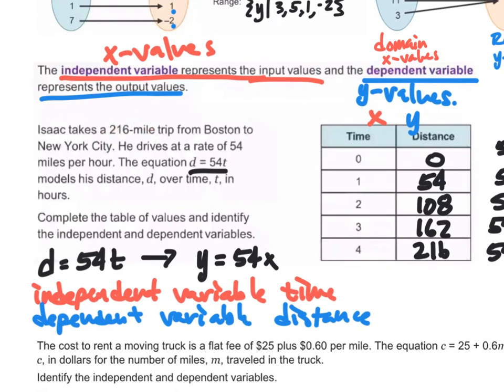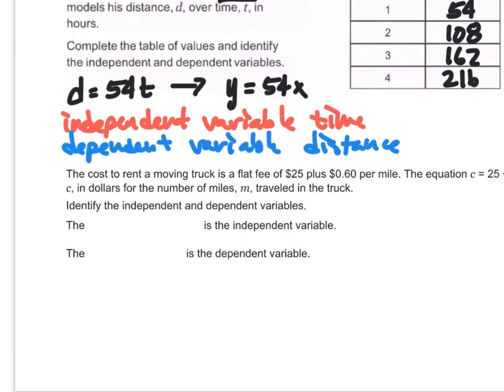$260-mile trip. We traveled 216 miles in 4 hours. Okay? So this is a standard function. Okay? All right, let's take a look at the next one.